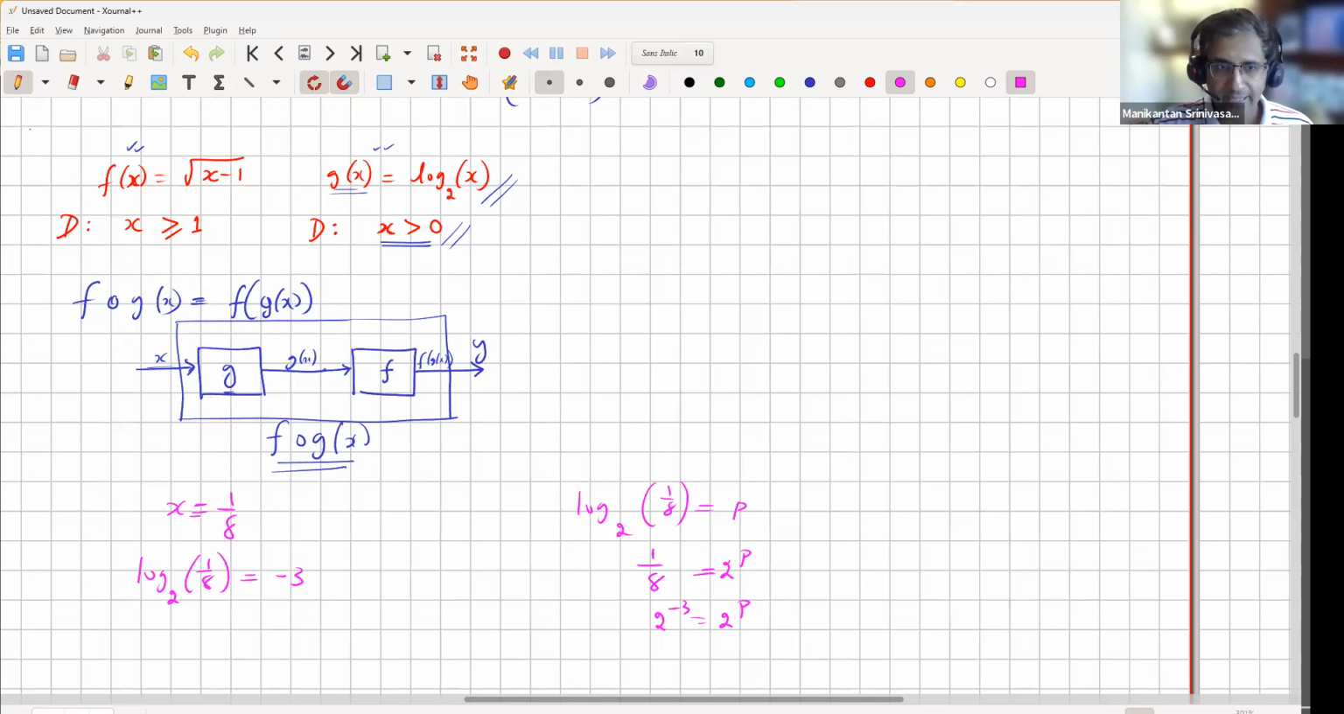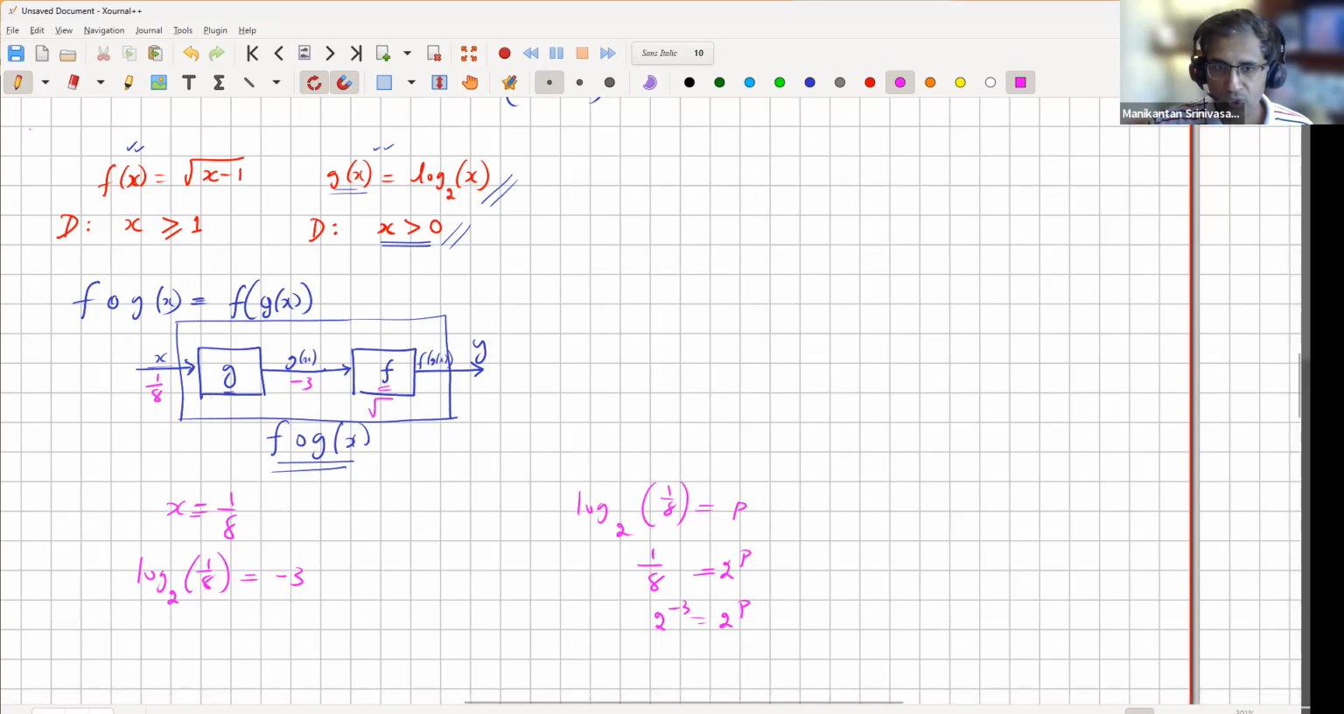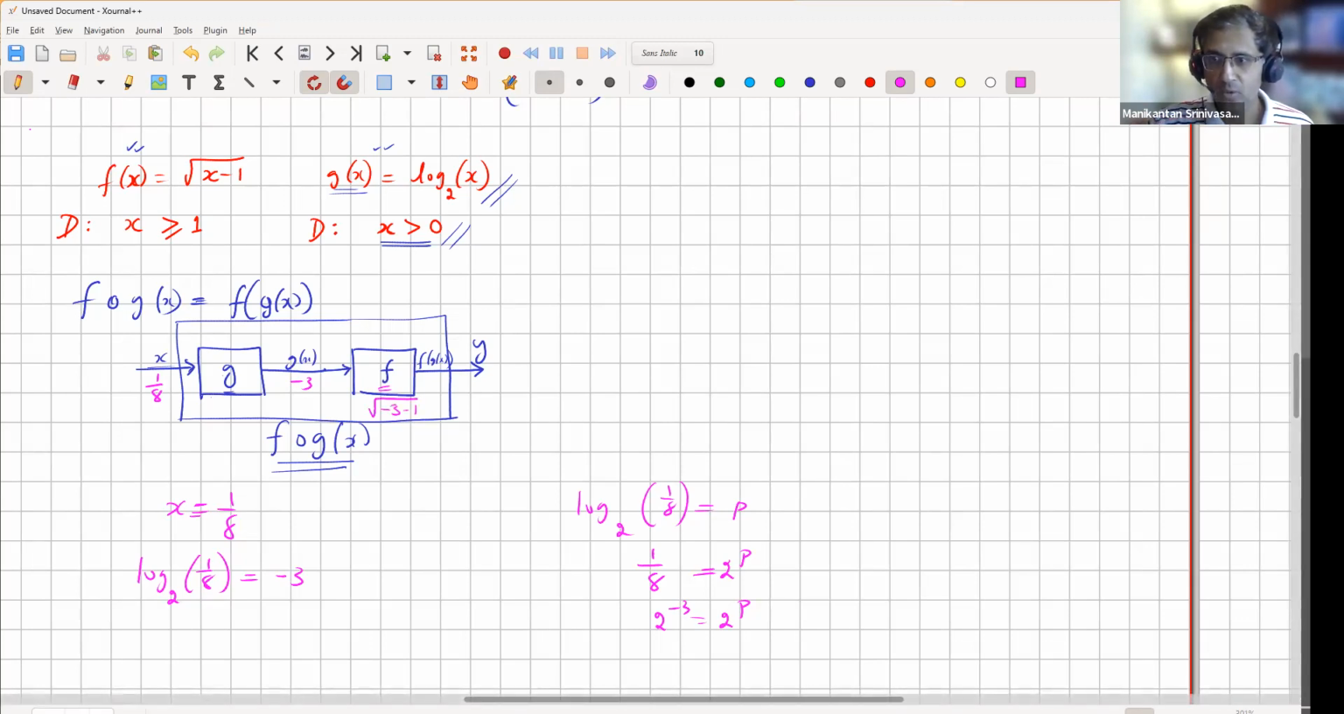So suppose we let x equal to 1/8 come through this. Then g of x will be log of 1/8 to the base 2, which is -3. As far as g is concerned, no problem. It will allow 1/8 to pass through. But the problem comes when f takes -3, because f is root of x - 1. And therefore, this will not be allowed. Are you guys with me?